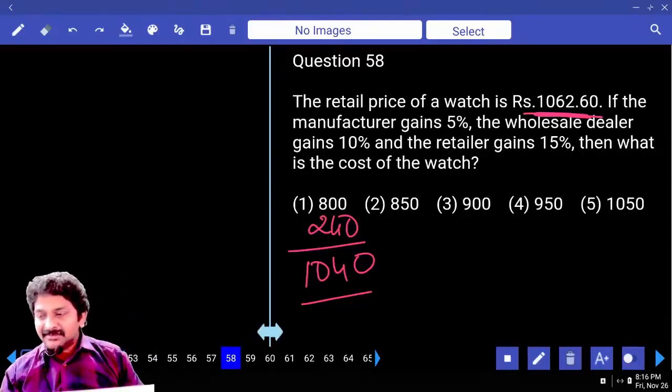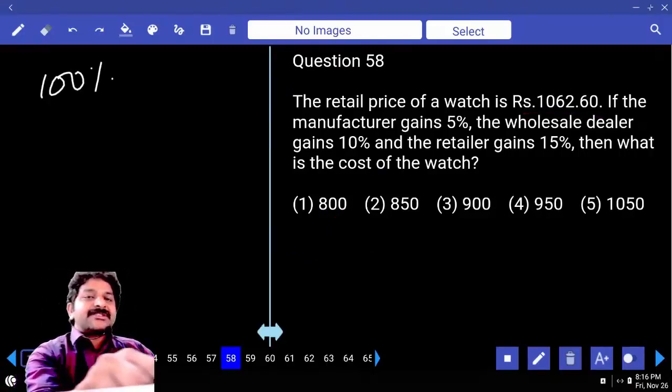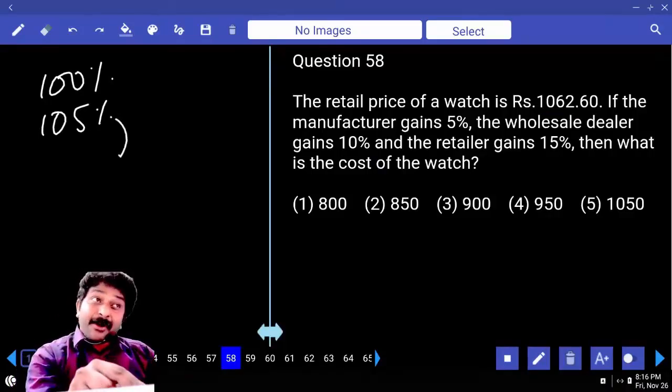If you want to calculate, come let's see. Initial value 100%. First 5% increase, 105. Then 10% increase, 10.5.